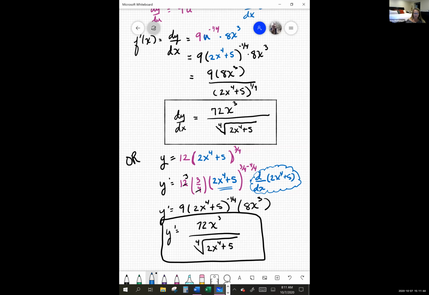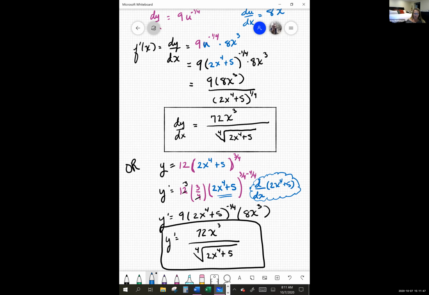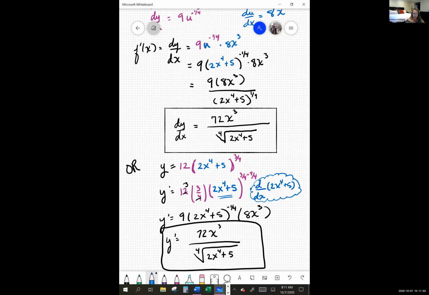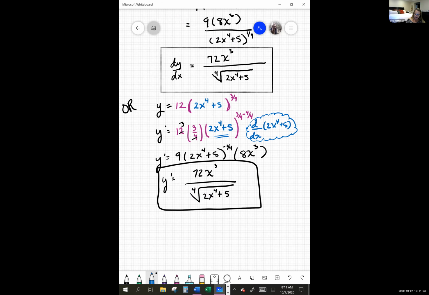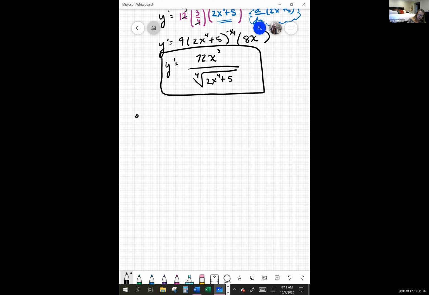Okay, so let's jump into one that has a little more going on in there. This one just had the chain rule that we had to use, but maybe we have multiple rules that we have to use when we're taking the derivative. So for instance, what if we had y is equal to x cubed plus 2, all in parentheses, times parentheses x squared minus 1, all raised to the 4th power.